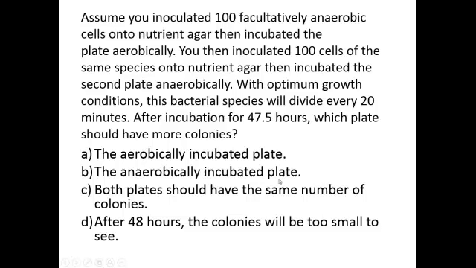The anaerobically incubated plate, okay, both plates should have the same number of colonies, and after 48 hours, the colonies will be too small to see. Well, if they're dividing every 20 minutes, that's not going to be option D. You have the choice of the aerobically incubated plate, the anaerobically incubated plate, or they're going to have the same number. Well, the answer is you're going to have the same number of colonies. Here's why. These cells can live with oxygen or without oxygen. So none of the cells are going to die. So you're going to have the same number of colonies on the plate.